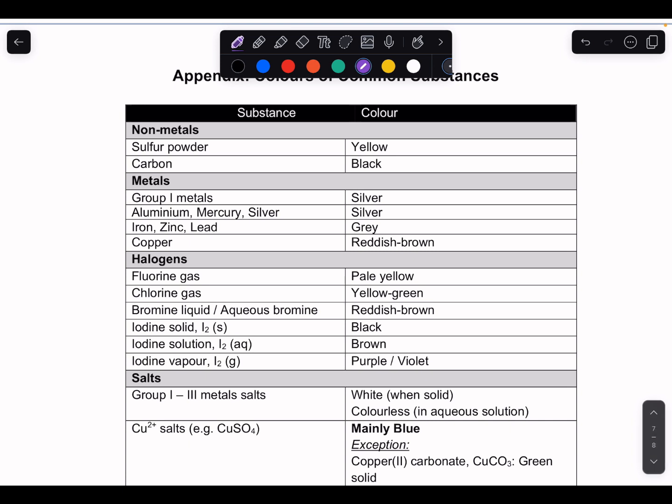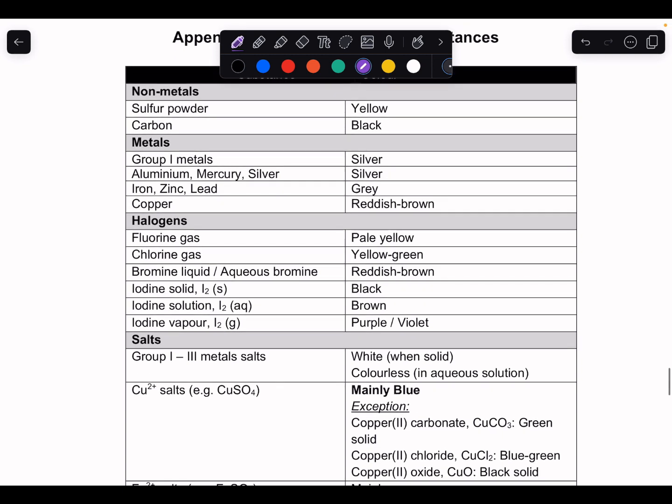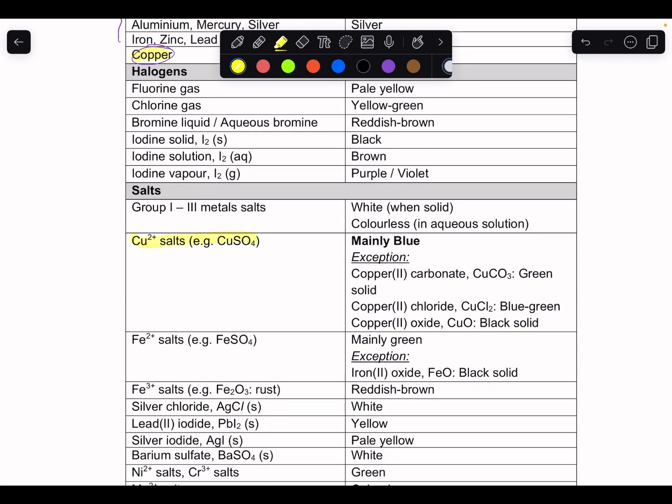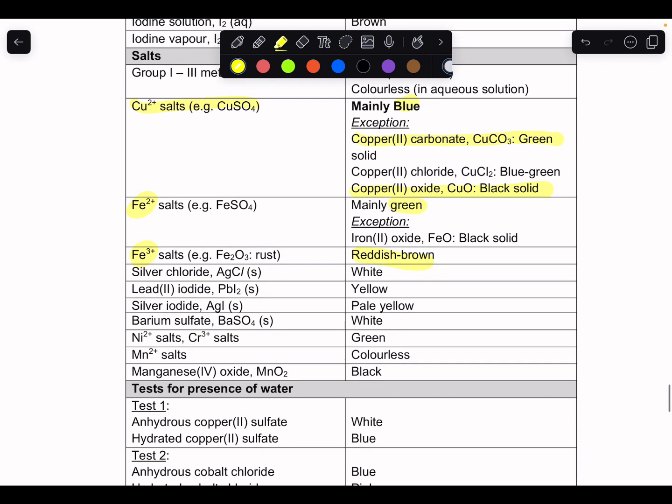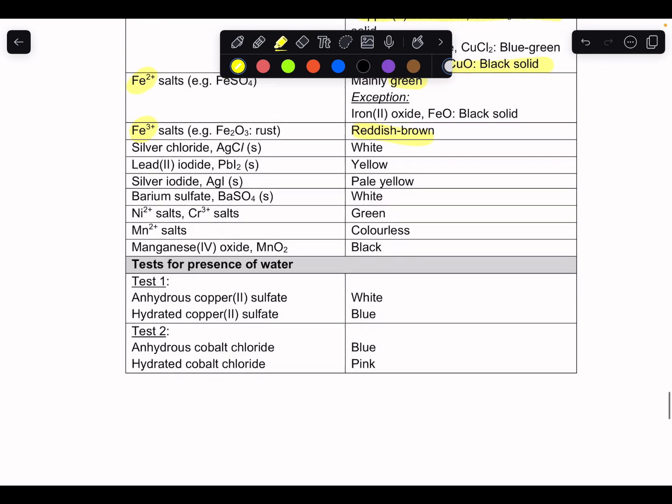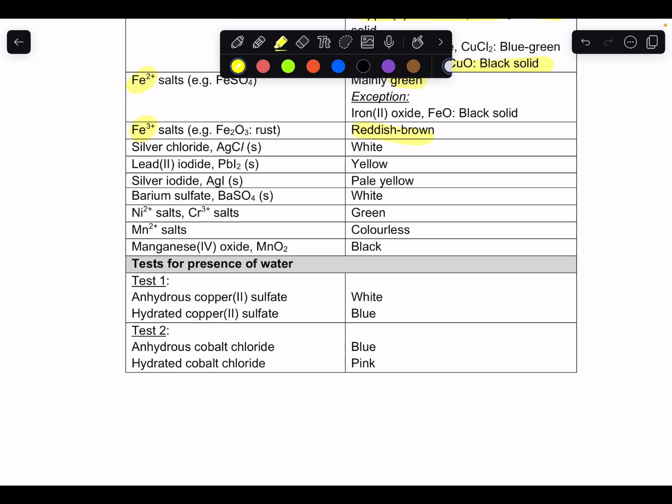Okay, so there's actually a whole list of colors of compounds and elements and whatnot, but you don't have to worry too much. If you look here, most metals are silver or gray, except for copper, which is reddish brown. So copper is quite unique. You need to remember a lot of the copper colors. Copper 2+ is blue, but some of the solids you need to remember. Copper 2 carbonate is a green solid. Copper 2 oxide is a black solid. Iron 2 salts are generally green. Iron 3 salts are reddish brown. Generally everything else is a white color. Those with colors you will see. Nickel and chromium, you don't really need to memorize that.